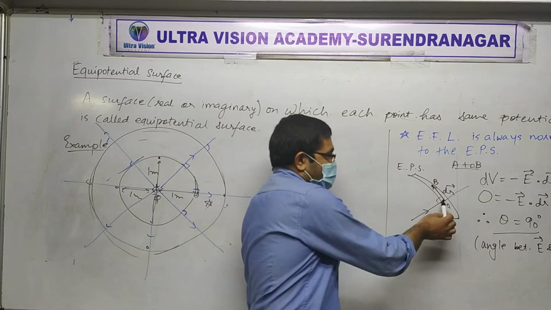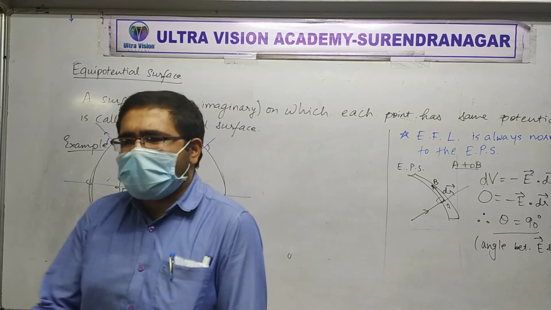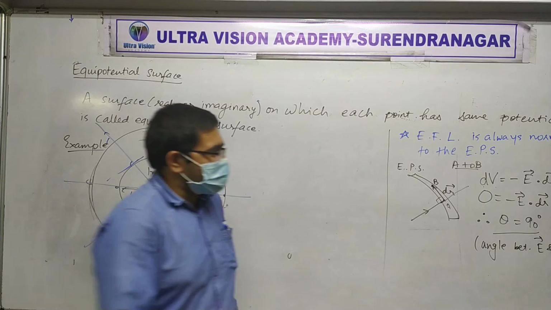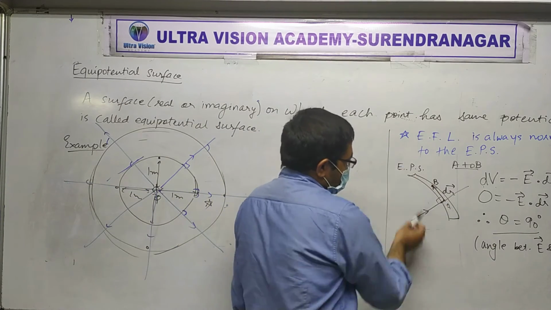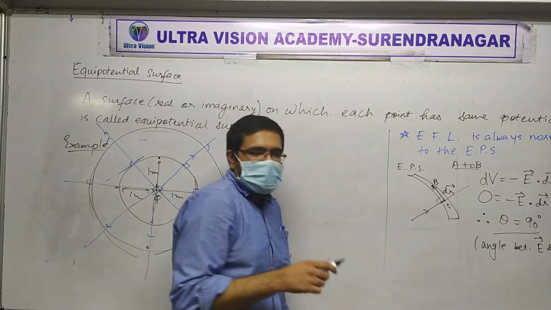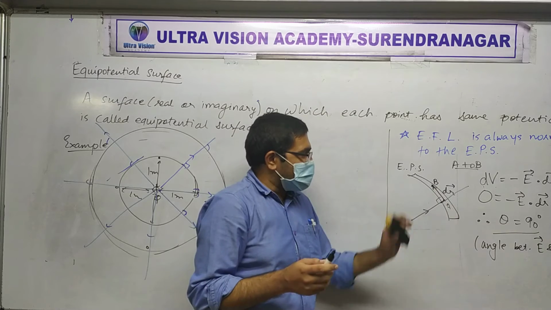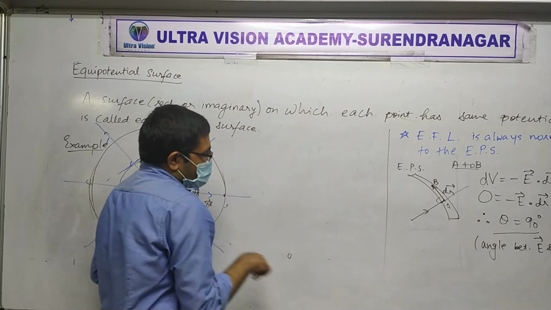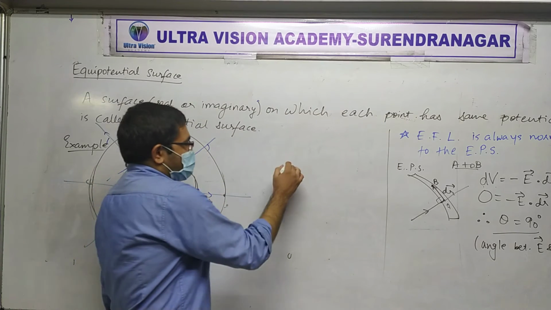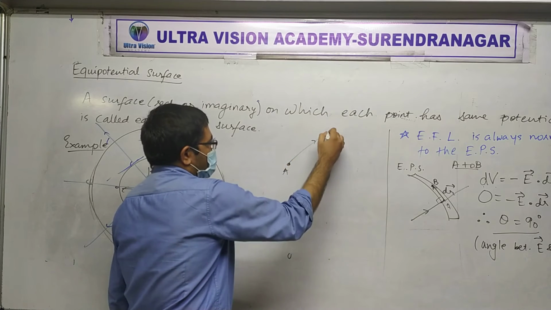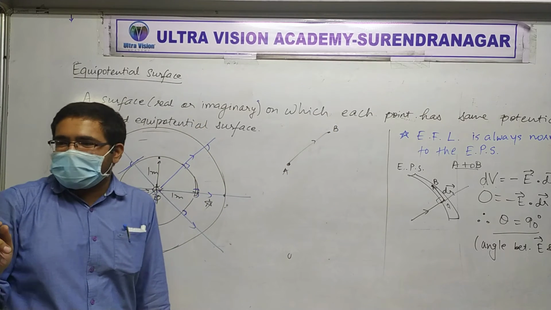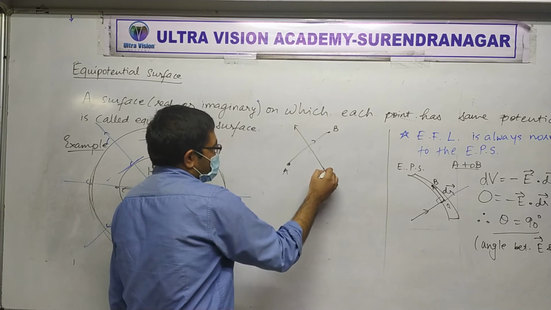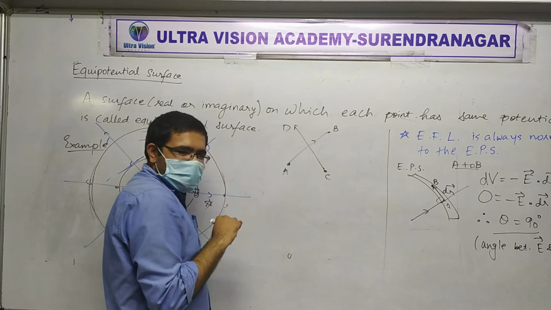Are A and B some special points? No. They could be any points, but they are on the same equipotential surface, and we are free to move in any way. It's not like we have to move in this direction only. We can go there on the side, no problem. But as long as we are moving on the equipotential surface, theta will remain 90. Suppose this board is equipotential, and if I go from one point to another, that means I have moved perpendicular to it. If I take another case where maybe I am going from C to D, then also I am moving perpendicular to the electric field.